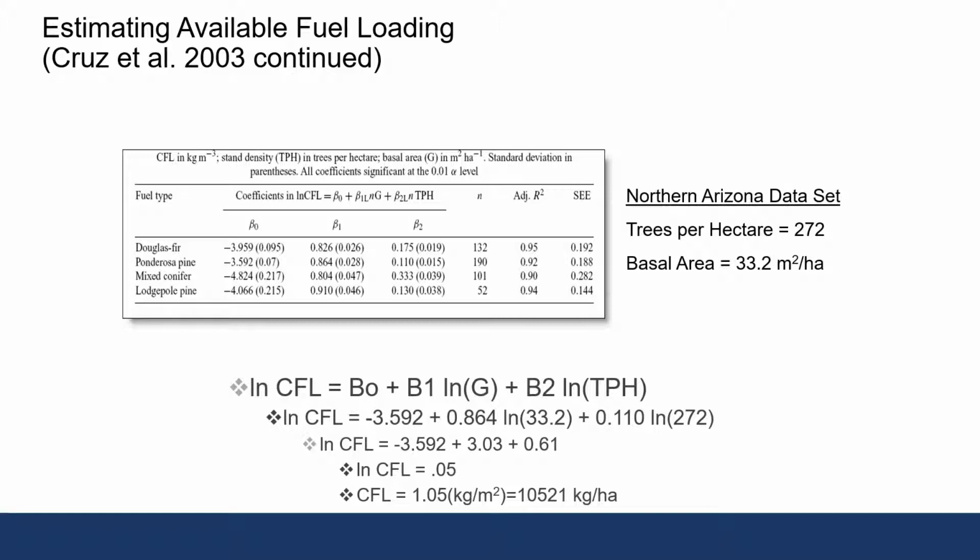We will begin by writing out the full equation. Next, add our numbers into the equation and calculate the right-hand side of the equation. At this point, you should have natural log of CFL equals 0.05. Now remove the natural log from the left-hand side of the equation, and the final step is to convert it to kilograms per hectare from kilograms per meter squared. Your final answer should be 10,521 kilograms per hectare.